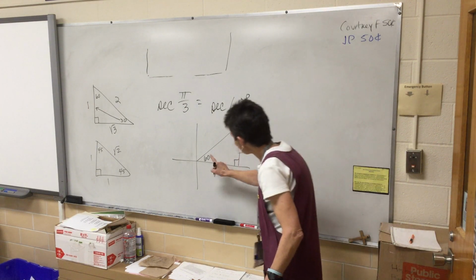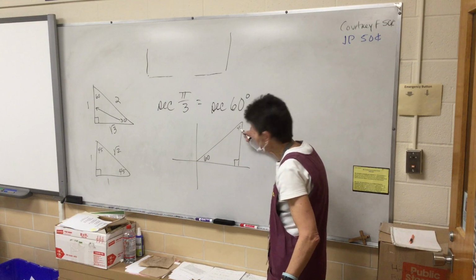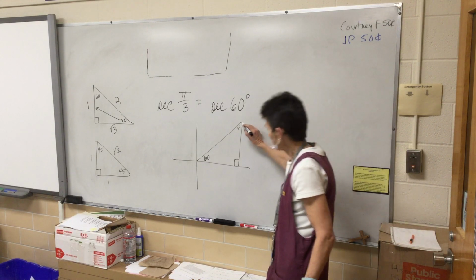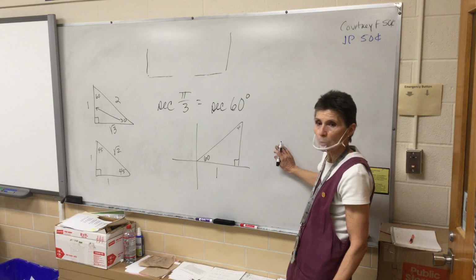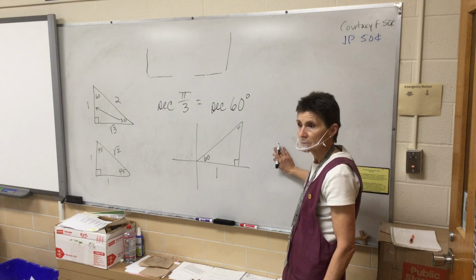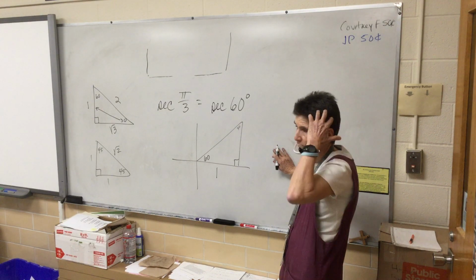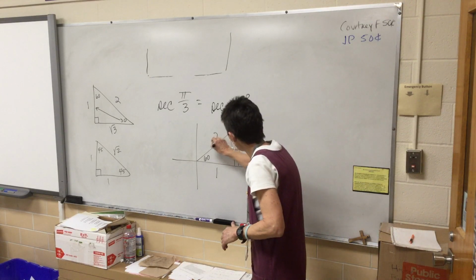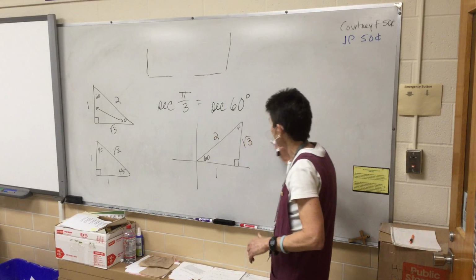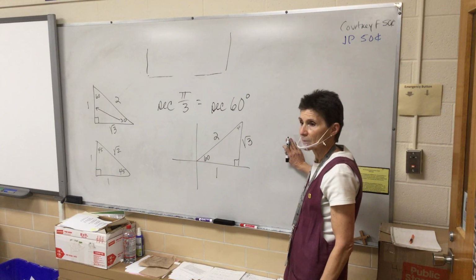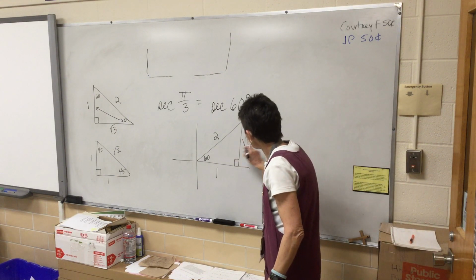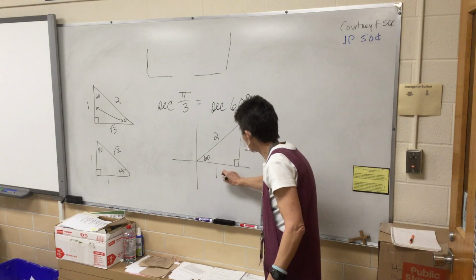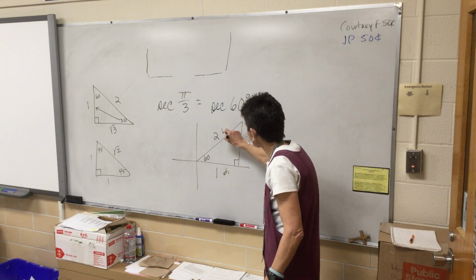Now, if that's a 60, would you agree this is a 30 up here? Yeah. And across from the 30 is always 1. I just remember that, always. Across from the 30 is 1. So that's 1, the hypotenuse is 2, and across from the 60 is root 3. So this is my opposite, my adjacent, and my hypotenuse.